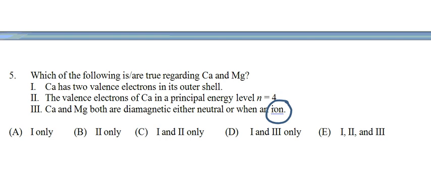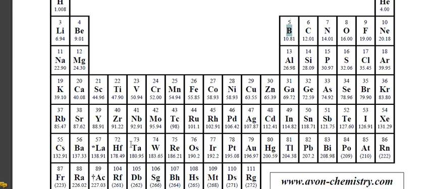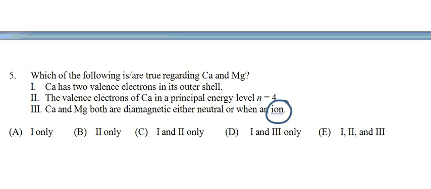Now, however, oh wait, I'm sorry. Let me look at this. I take that back. Diamagnetic means that all the electrons are paired. So magnesium and calcium are diamagnetic. I take that back. Yes, they are. So the calcium and magnesium are diamagnetic, either neutral or when an ion. I was thinking of whoever was to the left of calcium. I apologize for that. Potassium. So actually all 3 of these are correct. So letter E.